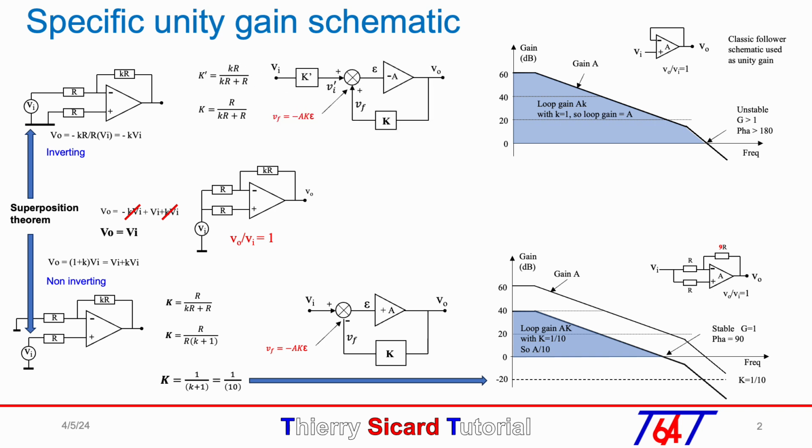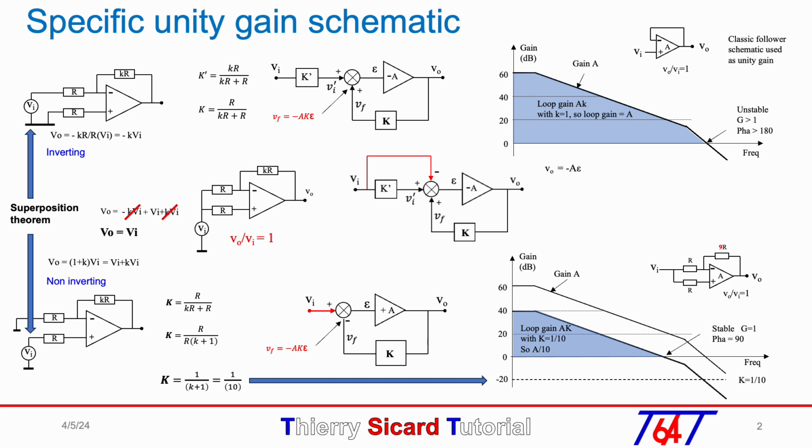The closed-loop transfer function analysis for the inverting schematic is as shown, with Vf equal to minus AK epsilon, and both ratios uppercase K and K prime. Of course, for the studied schematic, we must take the closed-loop transfer function of the inverting input and add the direct non-inverting input of the closed-loop transfer function of the non-inverting schematic.